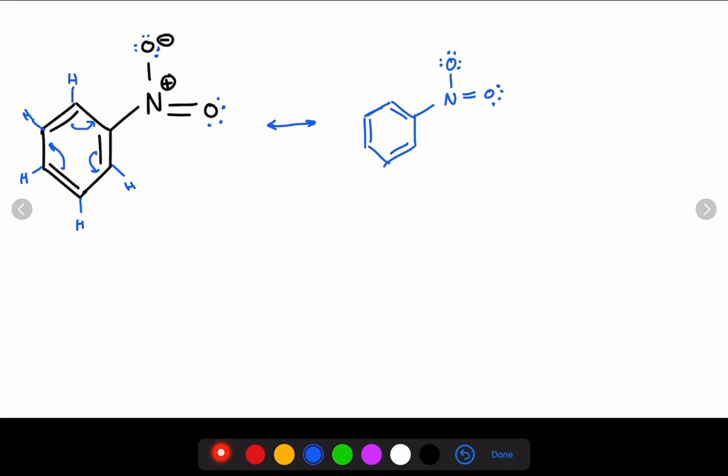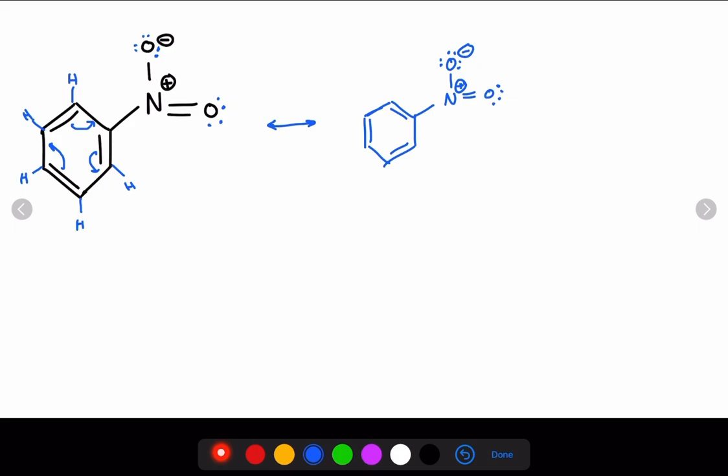If you find a change that you can make, don't try and make multiple changes to find a new resonance structure. Just take each change one at a time, and that allows you to draw as many resonance structures as you can. All right, so now we're here. Once we've processed everything with that ring, the next thing we want to look for is see if we can move electrons from a negative charged atom to a positively charged atom. And we can do that with this oxygen and the nitrogen.